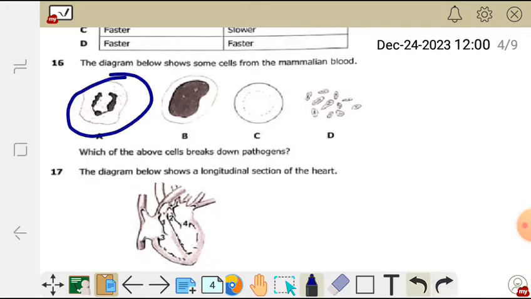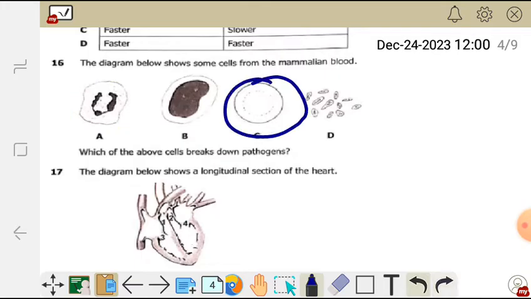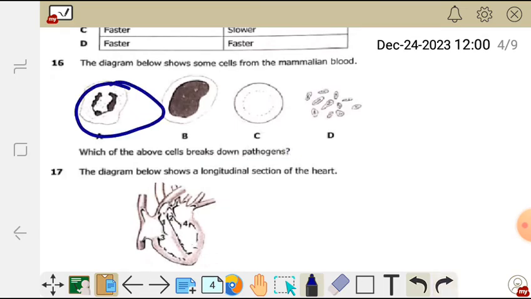So we have a neutrophil here, we have the red blood cells, we have platelets here. The one which fights pathogens is this one, which has a lobulated nucleus. So this cell is a neutrophil. It is going to engulf a bacteria and break it down. So the correct answer for question 16 is A.